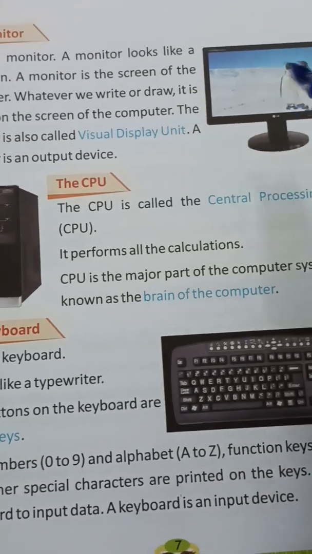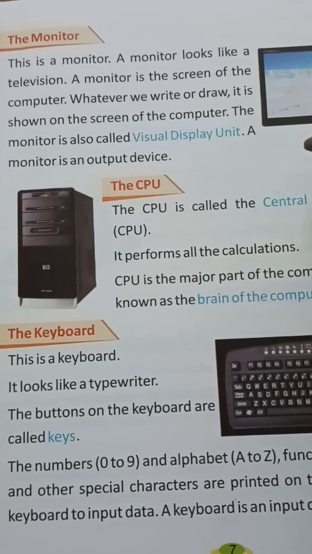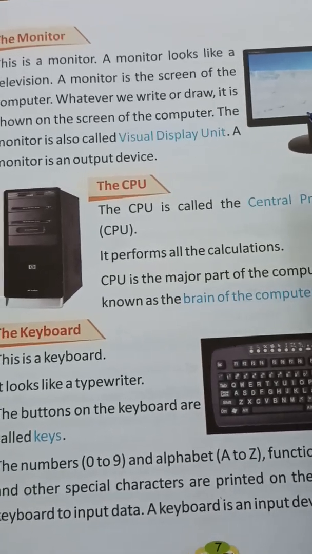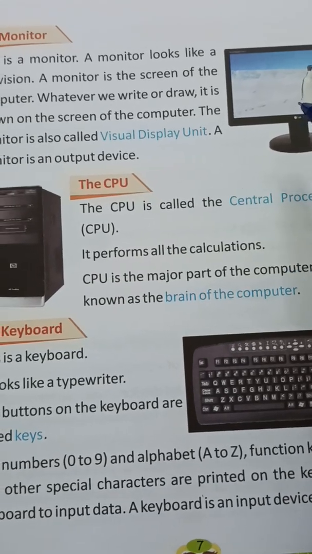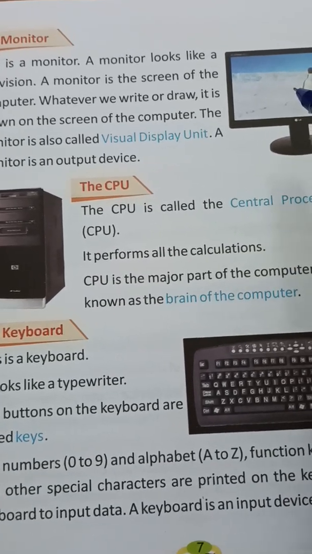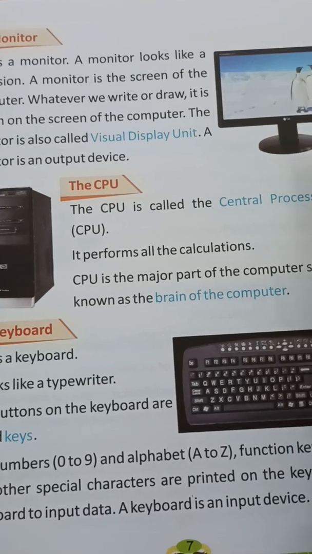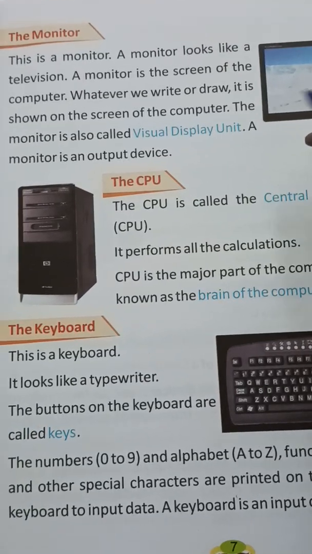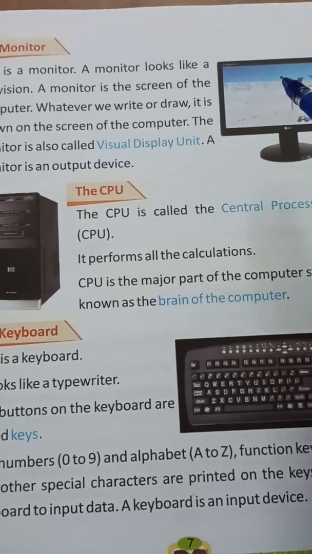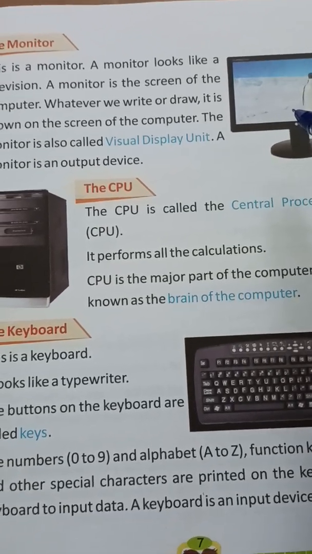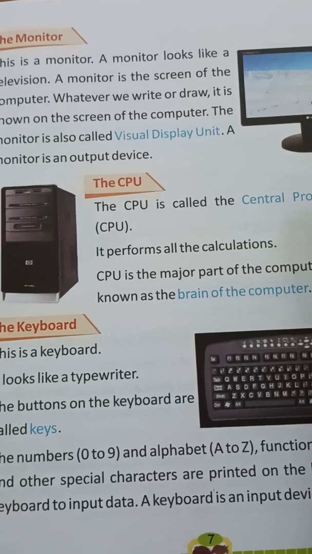What is this? This is a monitor. A monitor looks like a television. It is the screen of the computer. Whatever we write or draw is shown on the screen of the computer. The monitor is also called a visual display unit, and it is an output device.